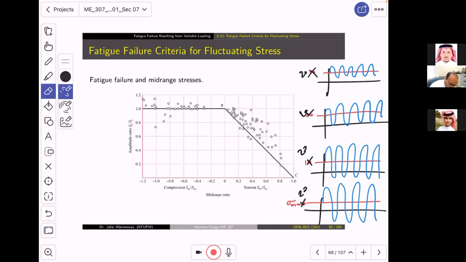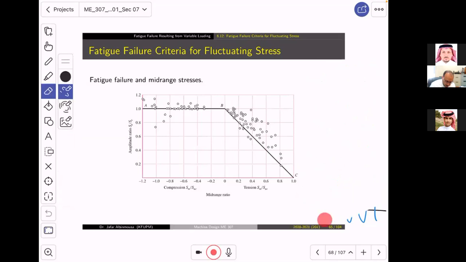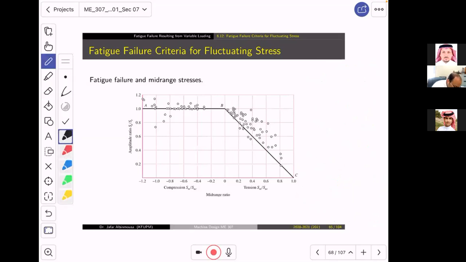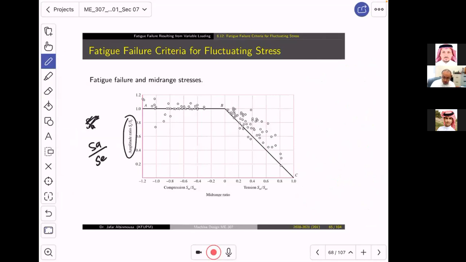And now look, what do we have in this figure? An amplitude ratio, SA over SE. What does this mean? يعني يا شباب, احنا نعرف ان الSE هي الendurance limit, صح? So if I apply SA equals to SE, so ratio ايش بتصير? SE divided by SE, which is equals to 1. معناها انا حطيت amplitude equals to what? Equals to the endurance limit.